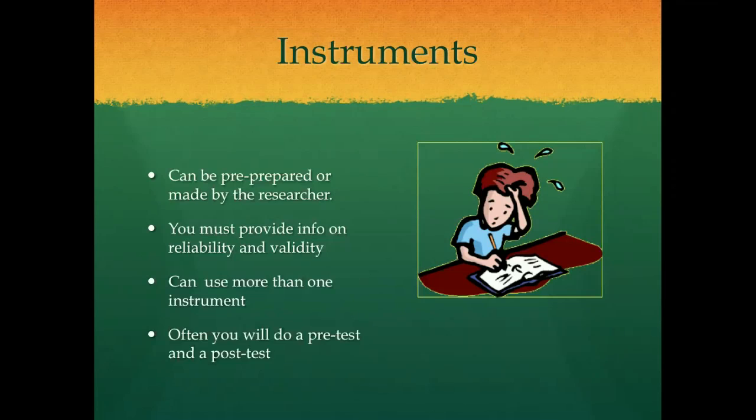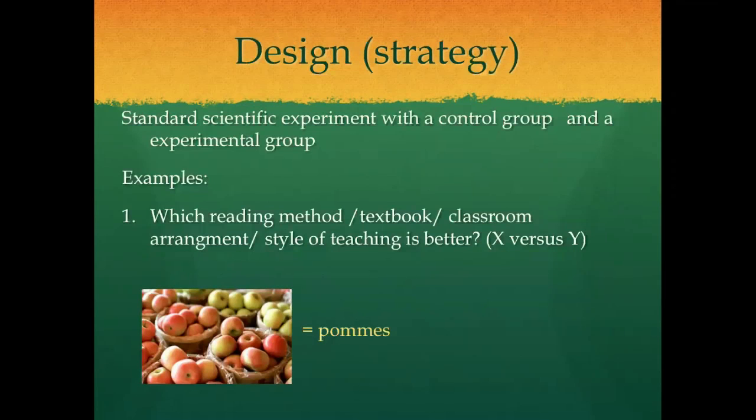So for an example, which reading method, textbook, classroom arrangement, style of teaching is better? X versus Y. So in languages, people have found out that if you use a picture when you teach vocabulary, students learn a lot more. So that would be X. When you do the experiment, X would be using a picture, Y would be not using a picture, and you're trying to scientifically find out which group is learning the most.